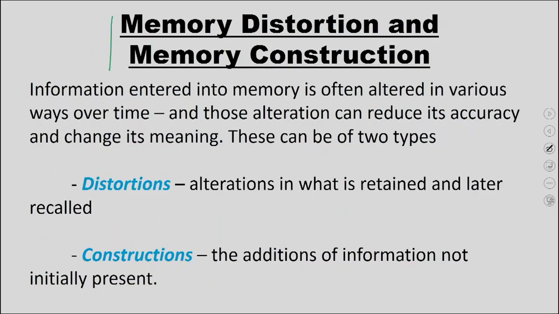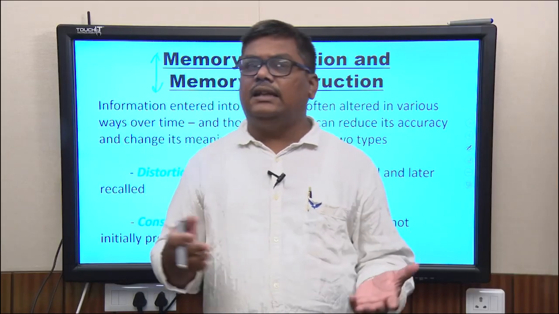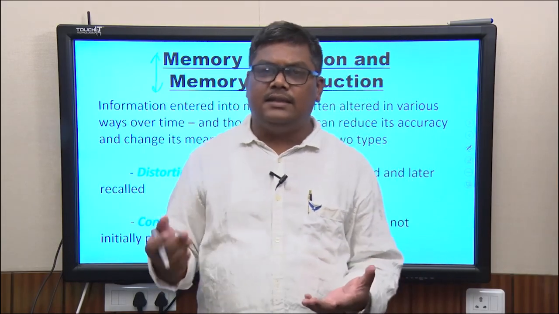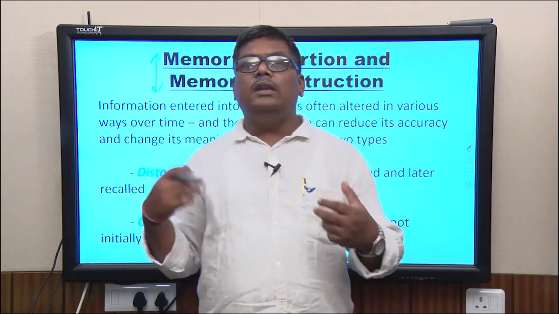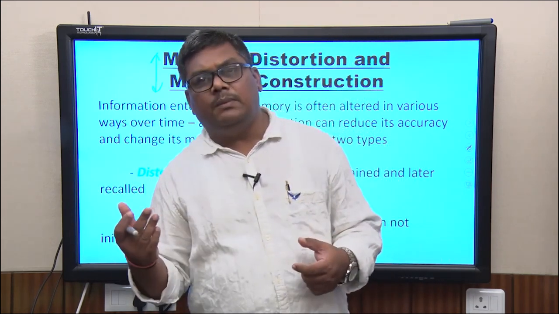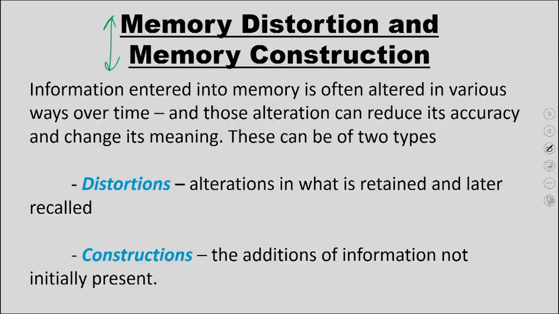Now, memories, as I said, are never accurate. The reason is that there is no way to look at what memories are stored. Memories are subjected to personal biases. People add their own bias. When I am looking at any incident, for example a car accident, my own bias and my own interpretations will influence what I store in memory, and so memories are never accurate. They are always open to distortions and constructions.